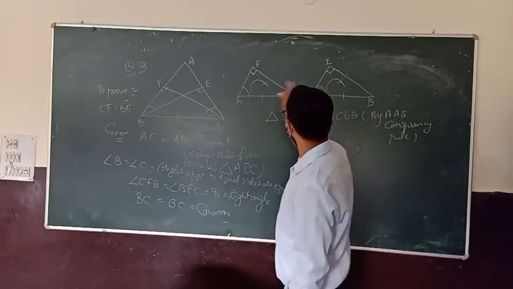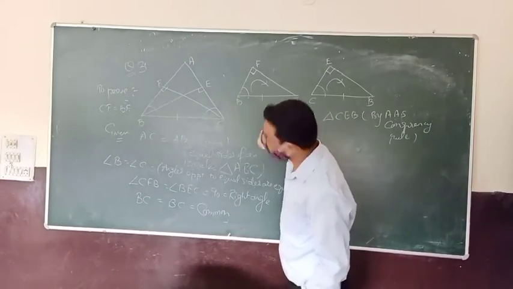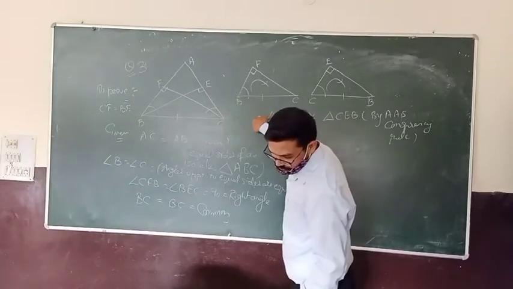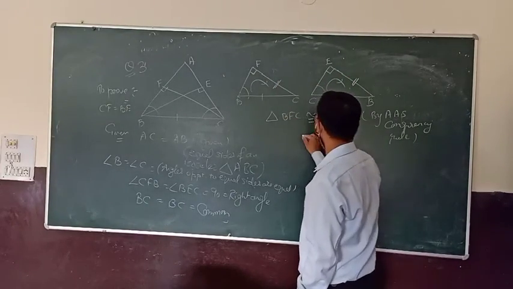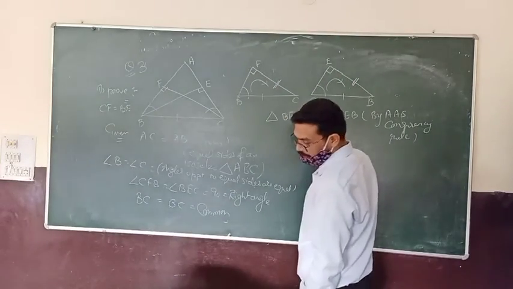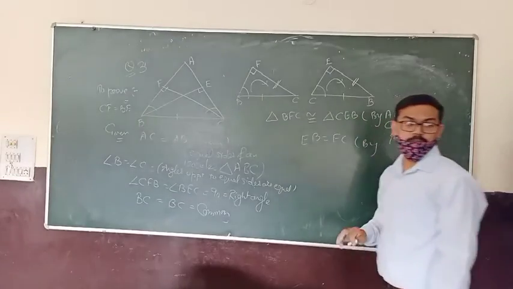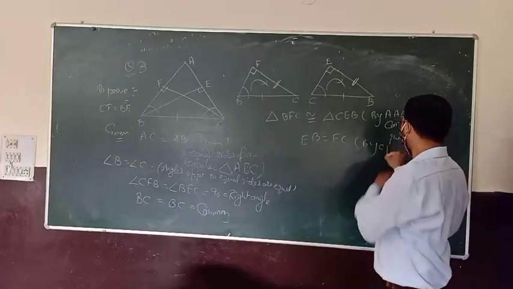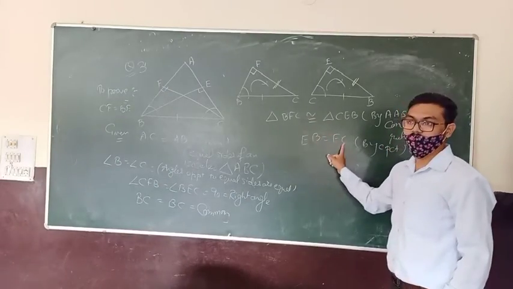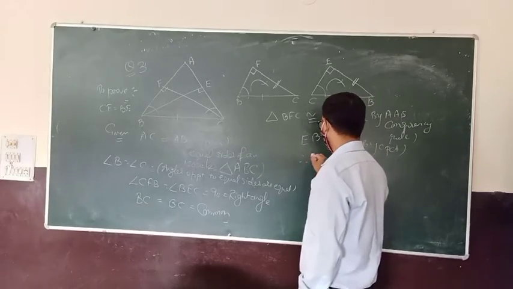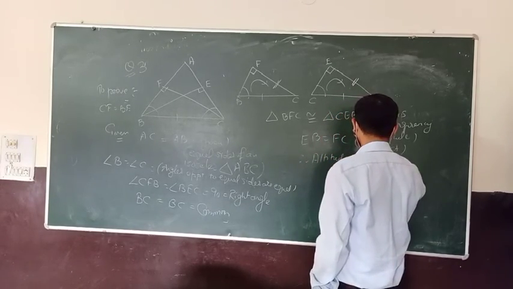Now if these two triangles are congruent, you can say that altitudes EB is equal to FC. So you can say EB is equal to FC by CPCT. Hence proved that these two altitudes are equal. Therefore, you can say altitudes are equal.